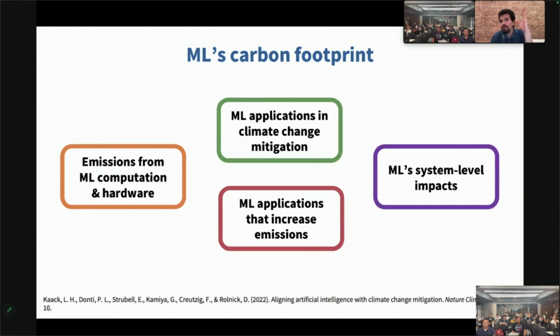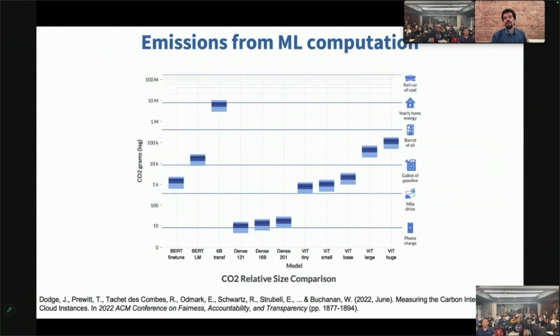And then there are system level impacts. We're going to go through each of these in turn. So first of all, let's go through emissions from the computation and hardware. This is probably what people think of most when they think of negative effects of machine learning models. You may have seen some of these plots.